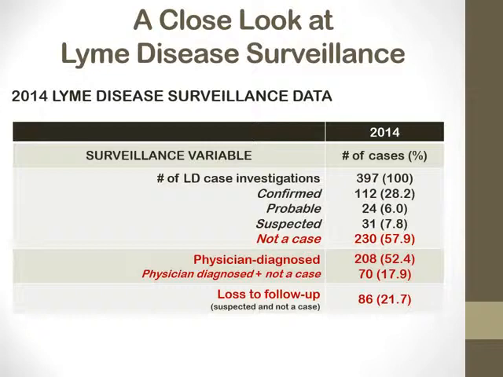So let's take a closer look at Lyme disease surveillance data for 2014. You can see the total number of Lyme disease case investigations was 397, which was up from 2012 and 2013. Probable and confirmed cases only accounted for 34.2% of our case investigations. Sadly, over 50% of our case investigations ended up being not a case. 230 of our 397 were not cases.